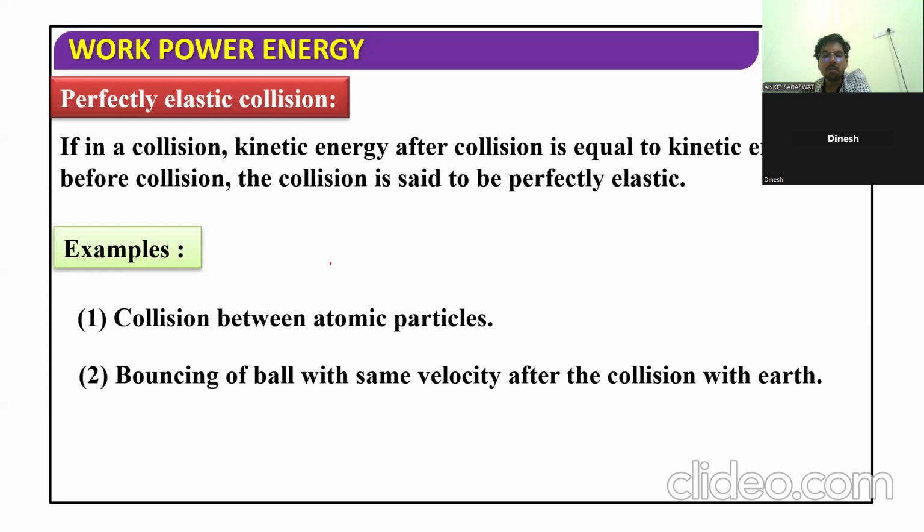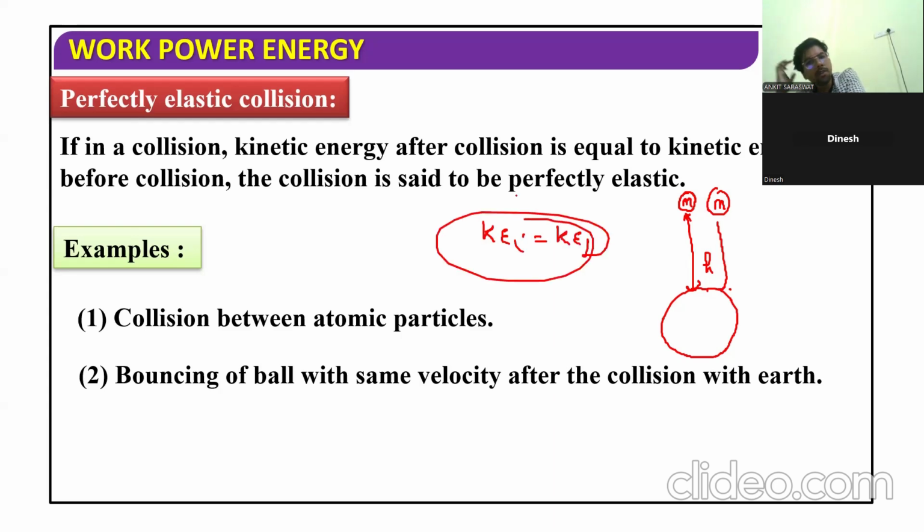Clear? Bouncing of a ball with the same velocity after the collision with Earth. What is the meaning of this? This is our Earth. If you take one ball, having mass m, you drop this ball from a height h. After collision with the Earth, it again reaches the same height. It is only possible when initial kinetic energy is equal to final kinetic energy, or we can say initial energy equals final energy.